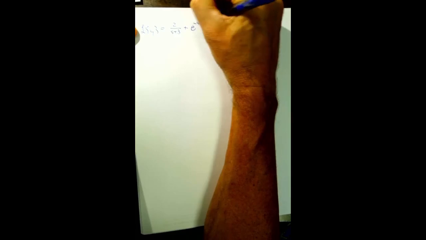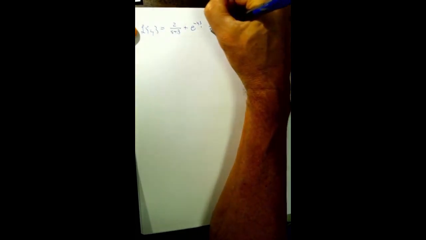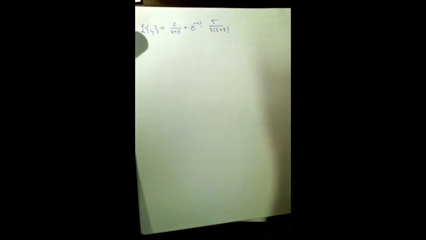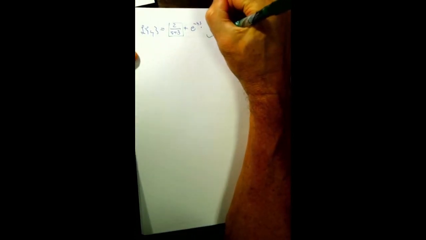So let's see. Let's rewrite that. Laplace transform of y is 2 over s plus 3 plus e to the minus 4s times 5 over s times s plus 3. Okay. I have no problem with that. I can deal with that. Let me focus on this. Right, that is 5 over s times s plus 3.